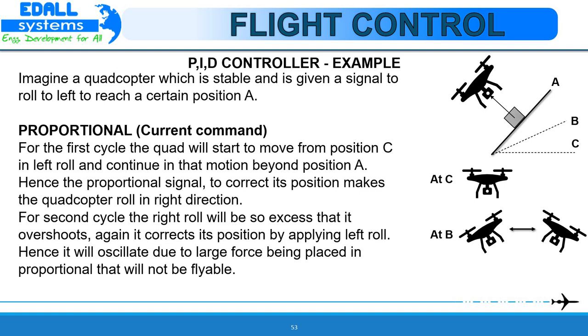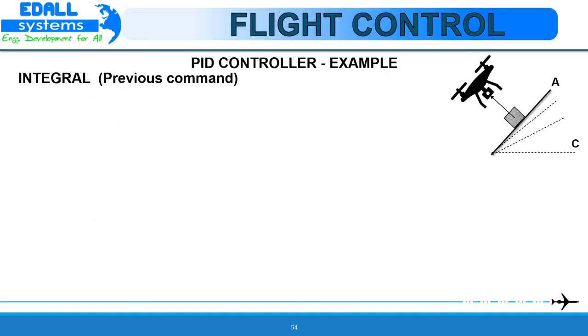Another problem with the proportional control is that when the quadcopter is tilted towards the left, that is, when it's rolling towards the left, it reaches position B, which is not enough, but it has to reach position A. But the proportional signal will know that if it changes its position from B, it will overshoot and again it has to roll towards the right. Because it cannot go further than position B, the proportional signal will stop the quadcopter at position B, which brings us to the next controller, that is the integral controller.